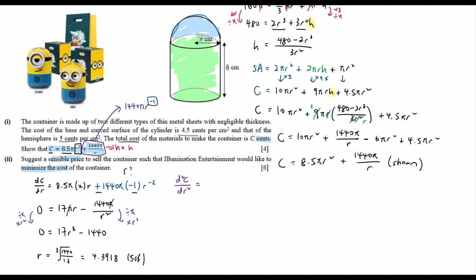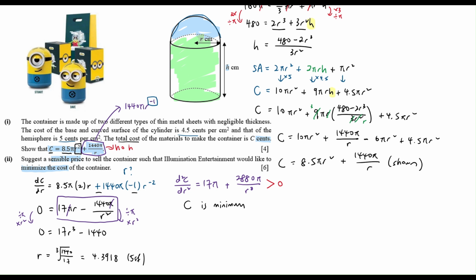When I differentiate the equation a second time, I'll be using this equation over here. Of course, you still have the pi there. So 17 pi plus 2,880 pi over r cubed. Now notice that pi is always positive. So positive 17 multiplied by pi will always be positive. As well as r is the radius, it is always positive, which brings your attention that this is always positive. So you know that the second derivative is more than 0, which means that C is minimum.